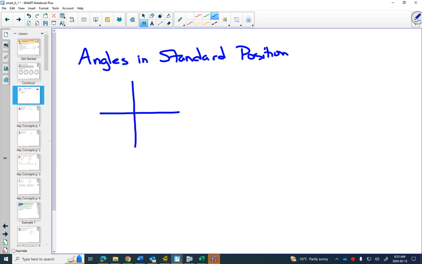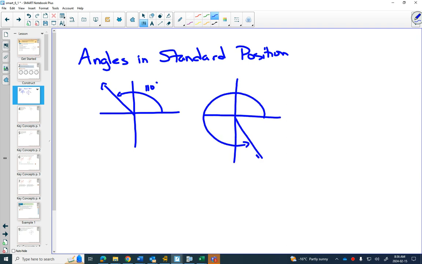We're going to draw a couple of them. I'm going to start with 110 degrees. That would look like this. I could draw an angle of 300 degrees. And I could even draw a negative angle of negative 50 degrees. All of these are in standard position.